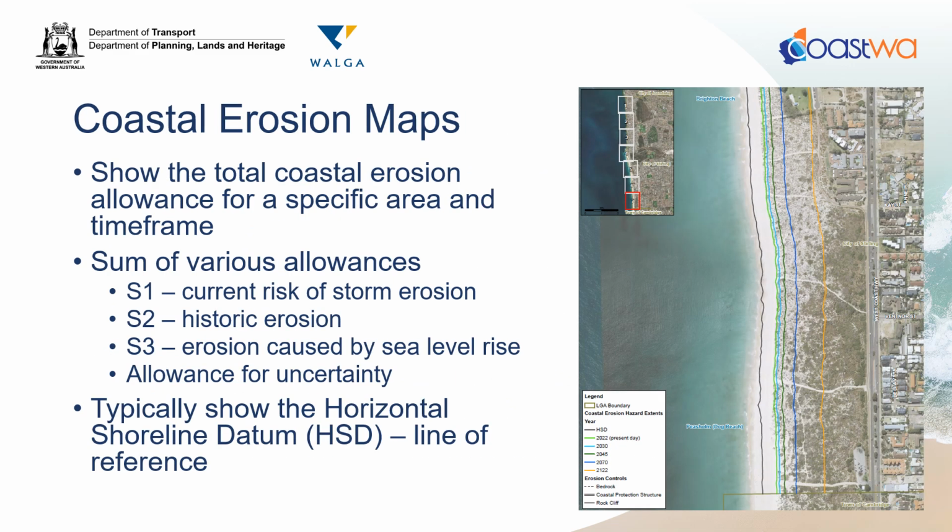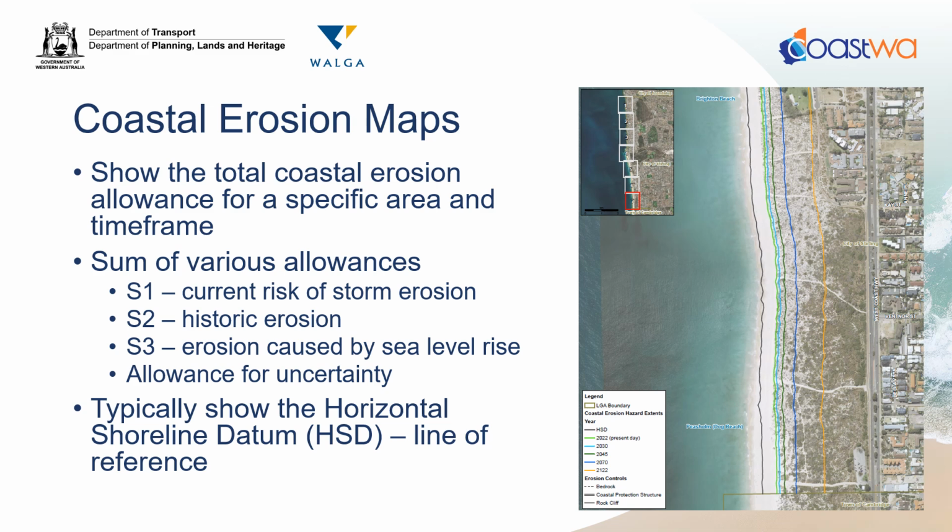So the outcome of the coastal erosion hazard assessment is typically a coastal erosion map. So one of these is shown on the presentation on the right. What it basically does is it shows the total area that could be impacted by these coastal erosion hazard allowances over each of the different planning horizons. So simplistically, it's a sum of various allowances. We've got the S1 allowance, which is the risk of severe storm erosion and how much erosion impact there could be on the section of coastline that you're looking at.